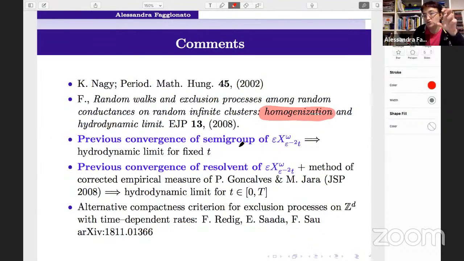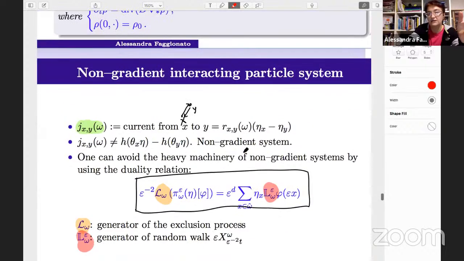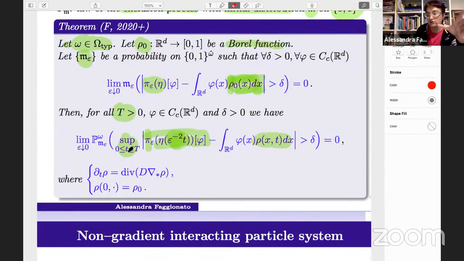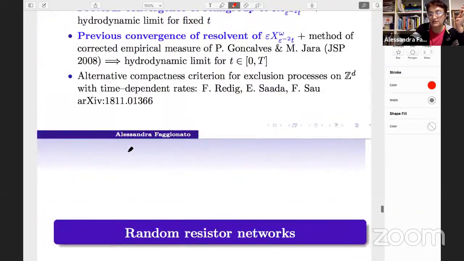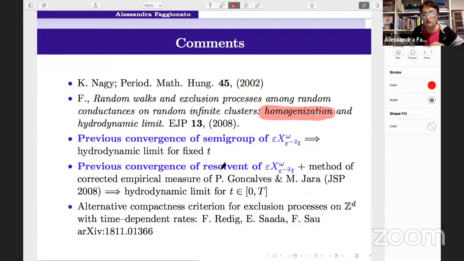As I told you, for homogenization, I've used the convergence. Indeed, if you use the convergence of semigroups of the rescaled random walk to the semigroup of the Brownian motion, you get the hydrodynamic limit only for a fixed t. So you don't have this control uniformly in the time t inside your time window. But if you use the convergence of resolvents, and also a tricky method, the so-called method of the correct empirical measure, which was introduced by Goncalves and Jara, you get the hydrodynamic limit uniformly in t. This method allows to get the so-called compactness, tightness of the empirical measure. Okay, there are now also other methods that work also for time-dependent rates, but this one was strong enough.